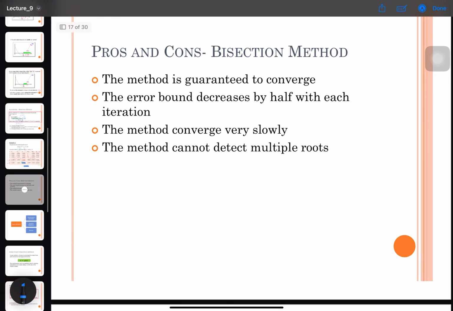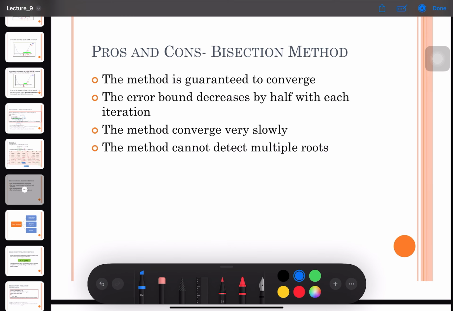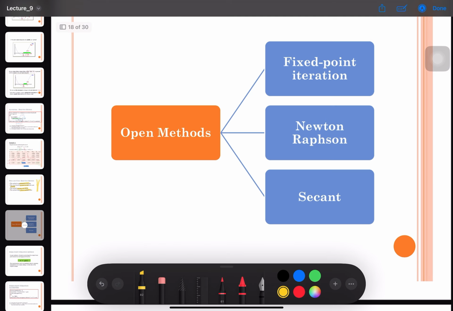Okay. So there is a pros and cons for bisection methods. The pros is guaranteed to converge. Converge means your answer is getting smaller. Like that. And then the error bound decreases by half with each iteration, but there is a cons. Converge very slowly, cannot detect multiple roots.